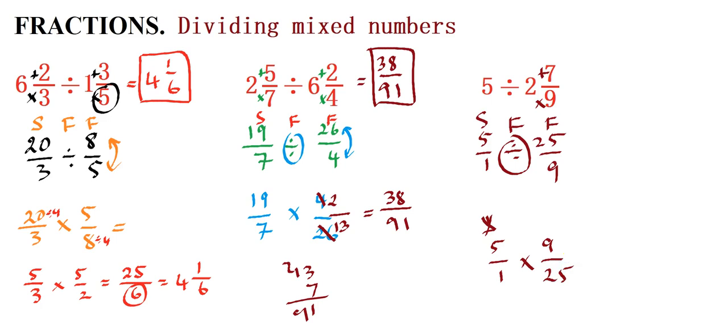Okay. Look for opportunities to cross-cancel. I can. Divide by 5 is 1, divide by 5 is 5. Can't do any more, so 1 times 9 is 9. 1 times 5 is 5. 5 goes into 9, 1, with 4 left over, so it looks like that. So the final answer is 1 and 4/5.